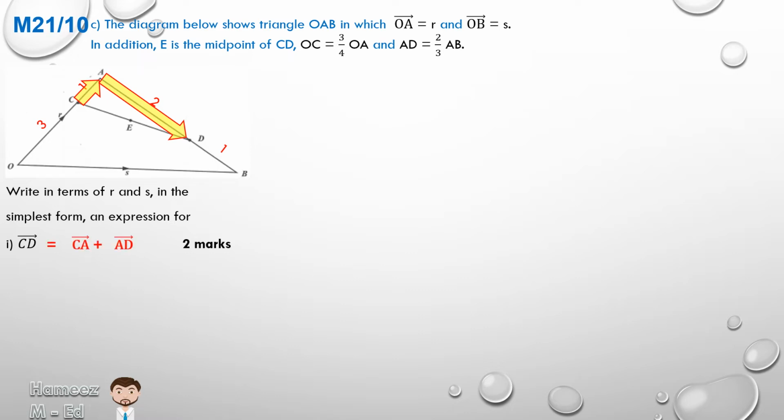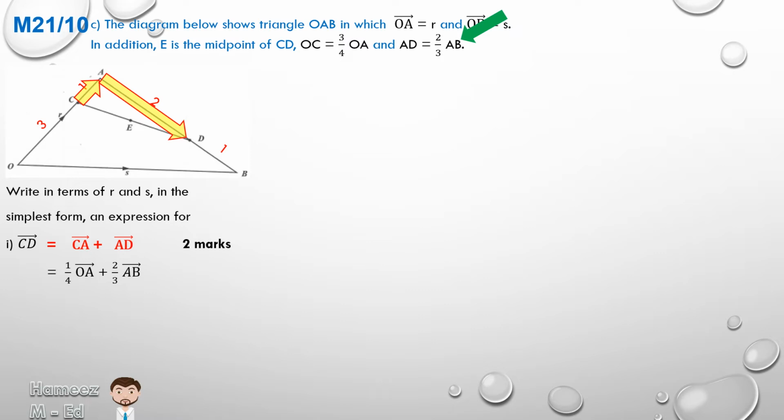What is that? That is a fraction, 1/4 of OA. And what is AD? It is given above as 2/3 AB. We know OA already, that's R, but do we know AB? That is not given, so let's go solve for that one side.